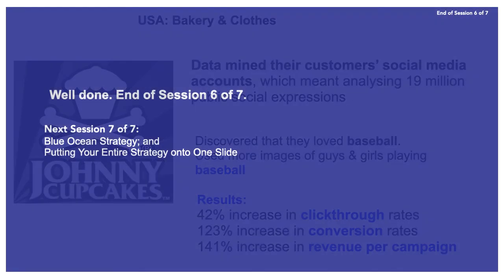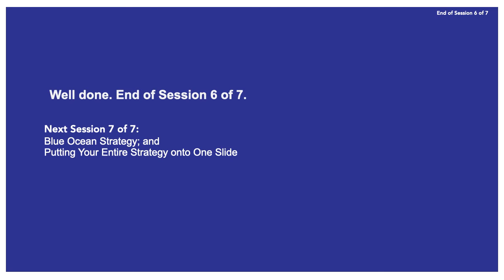So that brings us to the end of session 6 of 7. And our next session is going to be the last session, where we look at disruptive business strategy, which is blue ocean strategy. Just quickly, imagine delivering better value for less money. In other words, dropping your cost and delivering more value. And that's exactly what blue ocean strategy is. We're going to look at one case study there. And then how can you put your entire strategy onto one PowerPoint slide? Wouldn't you love to see that?